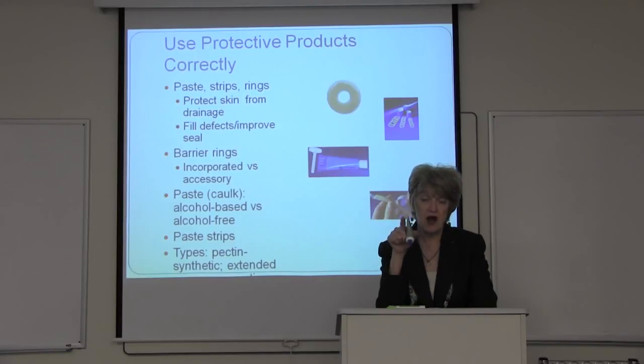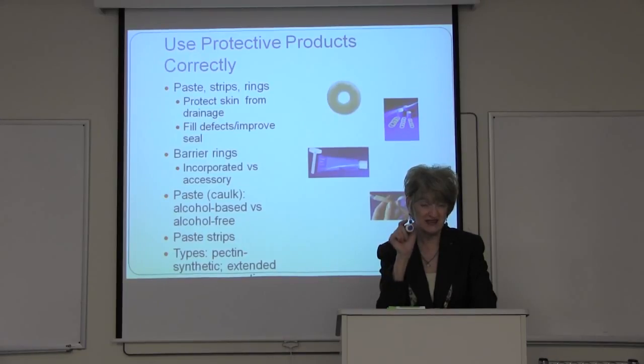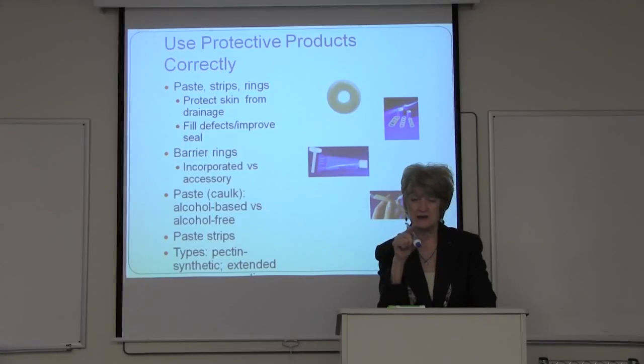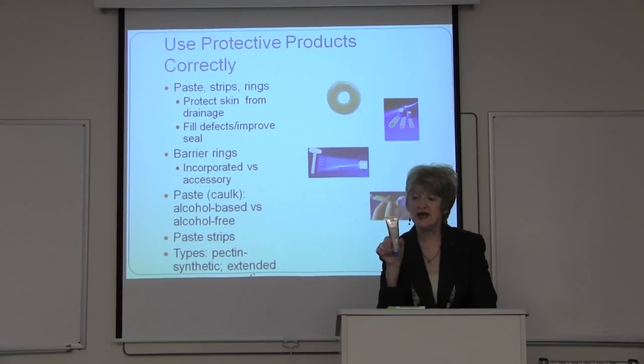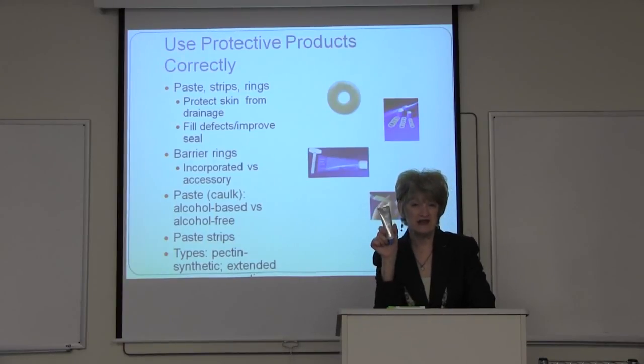It is used to caulk and to protect that little bit of skin between the stoma and the pouch, because it's very hard for patients to cut the pouch exactly right. Sometimes they need to cut the pouch a little bit wide. They need paste. In some settings, they use paste very little and they use the barrier rings a lot.